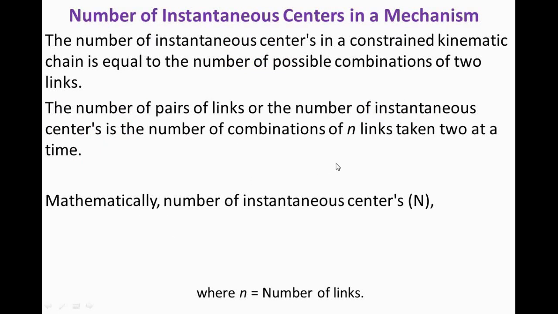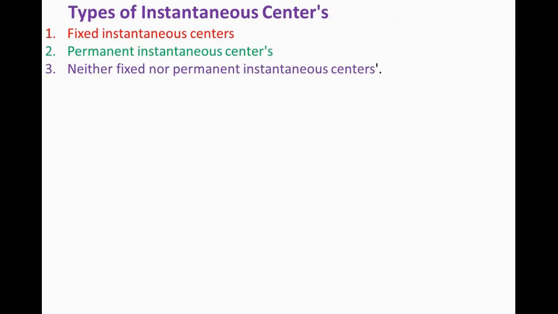Now let us see how the number of instantaneous centers in the mechanism are identified. There is a mathematical expression for number of instantaneous centers. Here we can see that N is equals to n into bracket n minus 1 divided by 2, where capital N is representing the total number of instantaneous centers, small n is representing the number of links. Okay, so let us see how the instantaneous centers are calculated.